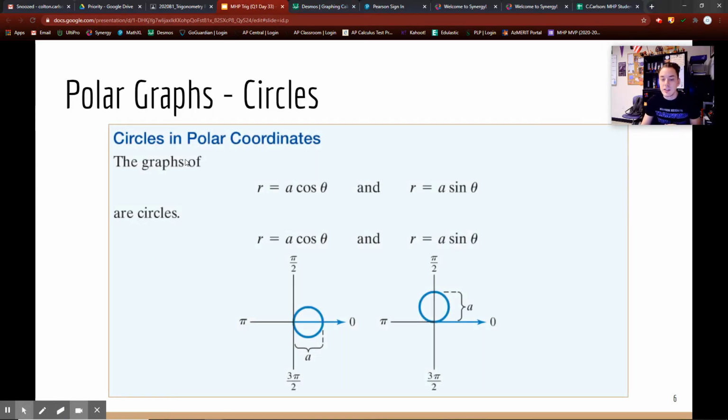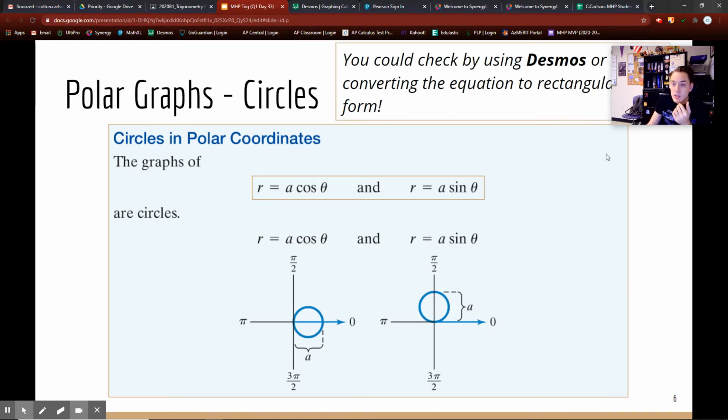So this is basically the circles. So this is the formal notation. If the graph looks like this, if your equation looks like this, then it's going to be a circle. Notice how cosine is with my x's, and then my x-axis, and then my sine is with my y-axis. Your a value is the distance, basically your diameter. So your a value is your diameter of your circle. Split that in half, you get your radius.